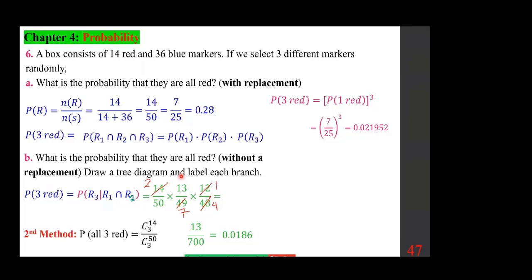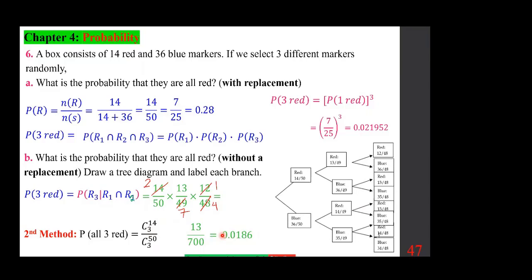The second method is P of R red is N of R red over N of S. N of S, it's a combination, because order is not important. Combination of 50 choose 3. And out of those, how many reds do you want? You want 3 out of how many? Out of 14 reds. You can try this and you'll see you end up with the same answer. As far as the tree diagram, and that's extremely important. Again, look at the first stage.